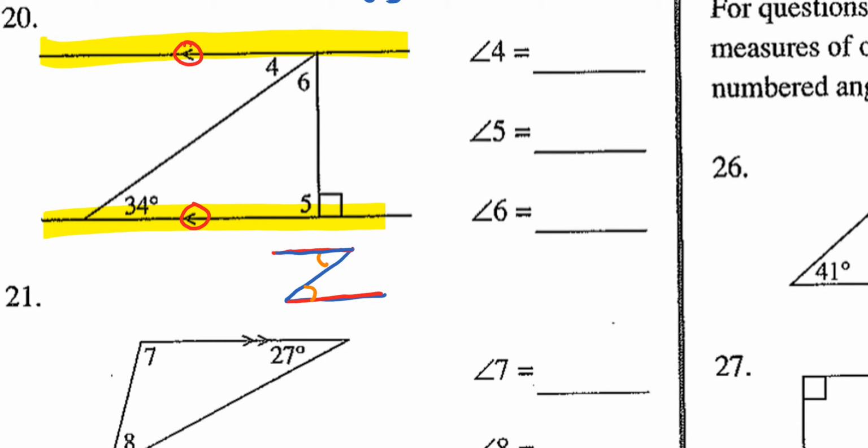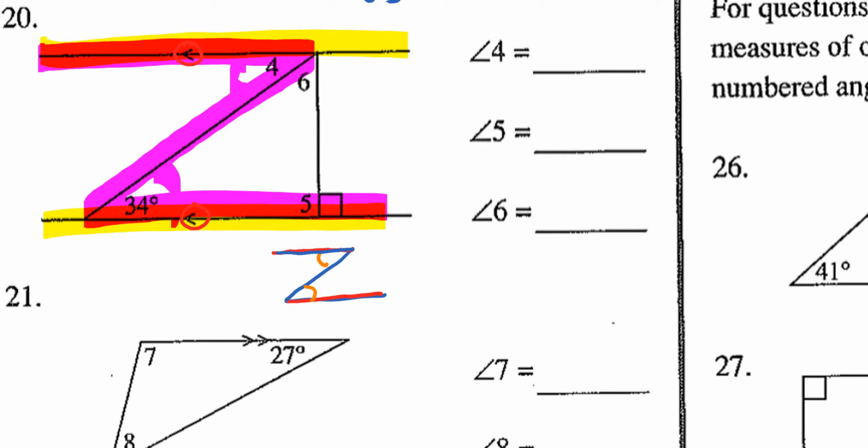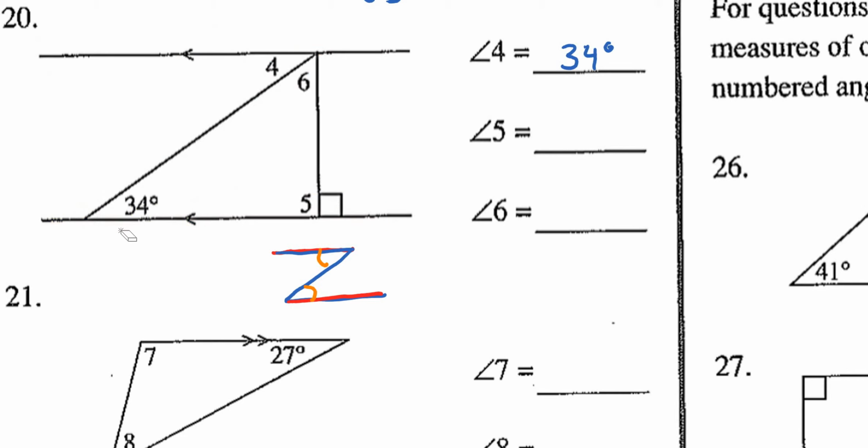So back to my diagram here, you'll notice that these two purple angles have to be equal because the yellow lines are parallel. We get the Z shape forming. So the Z shape exists right here, and the two inside angles have to be equal because of alternate interior angles. So angle number four is going to be 34 degrees by alternate interior angles.